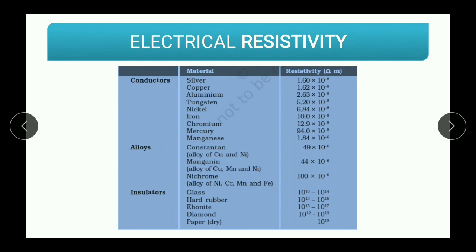So that was all for today. We learned about Ohm's law and how voltage is related to current, and then we also learned what are the factors that affect resistance. Now that we know these things, there are a few questions that you can try out at home.